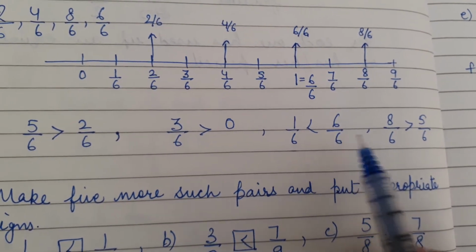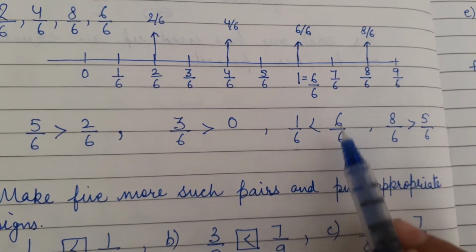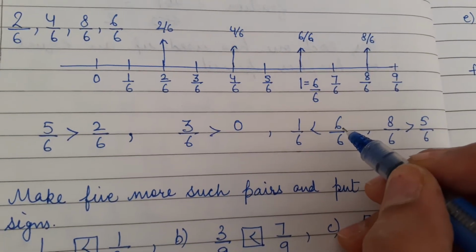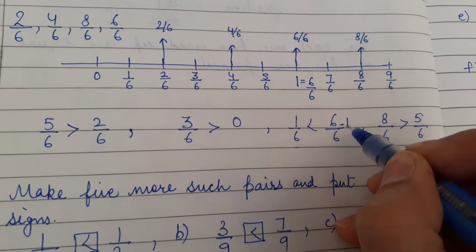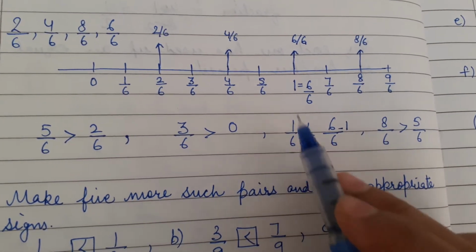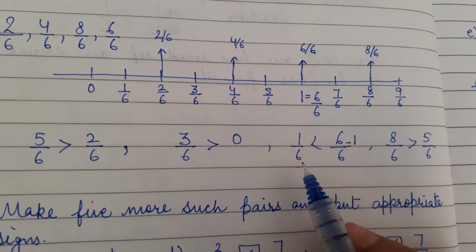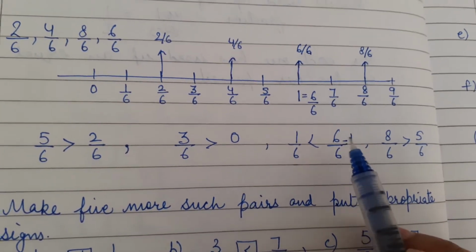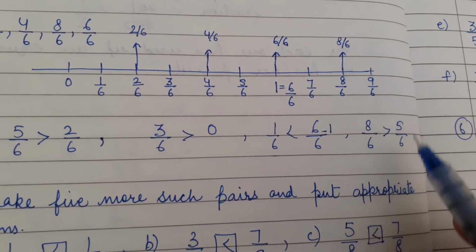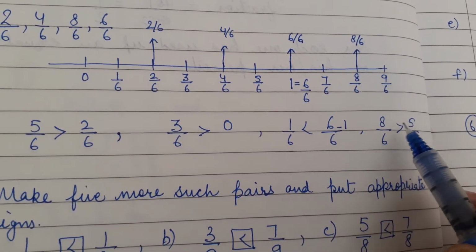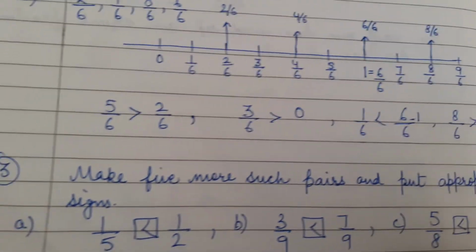Or otherwise we can say 6 by 6 is equal to 1. And 1 is always greater than a proper fraction. Right? A proper fraction is always less than 1. So this will be greater. 8 by 6 or 5 by 6. Again, like fractions, 8 is greater than 5, so 8 by 6 is greater.